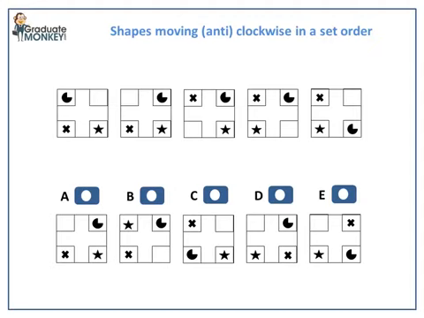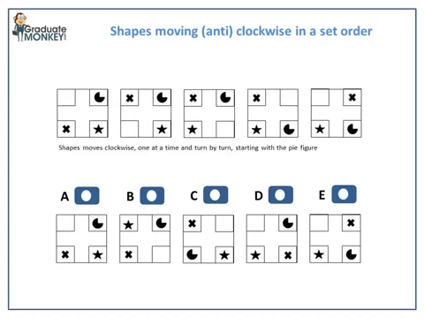The first move is initiated by the black pi shape. The X shape moves second, and the star shape moves third. And then it's the pi shape's turn again. Take a look at the sequence again. Since after the pi shape comes the X, the next pattern in the sequence must be E.